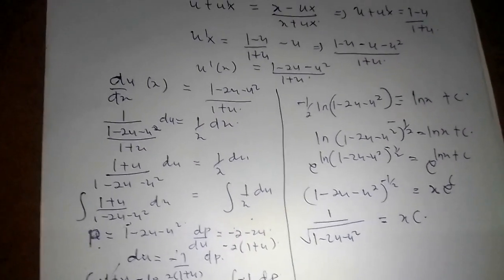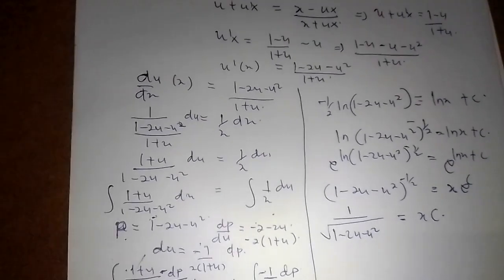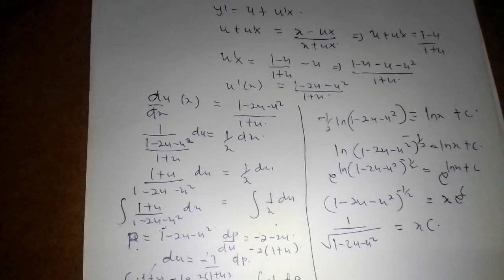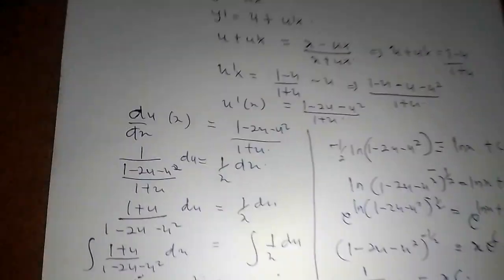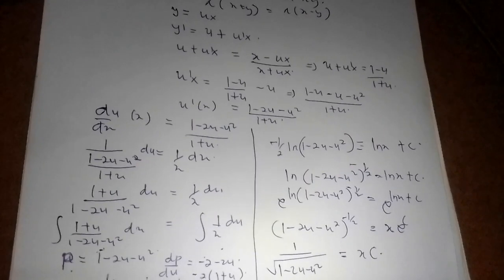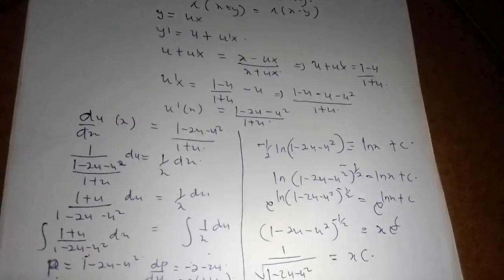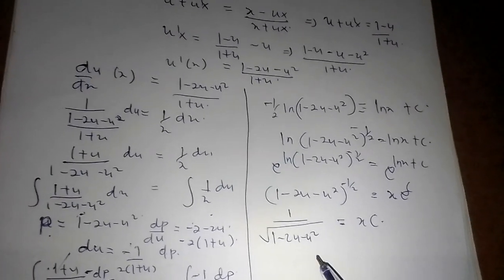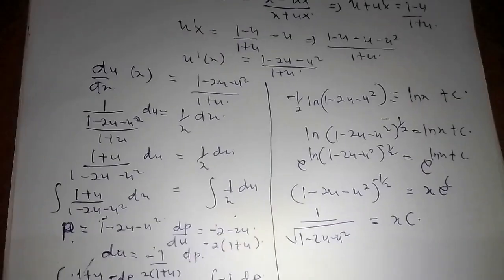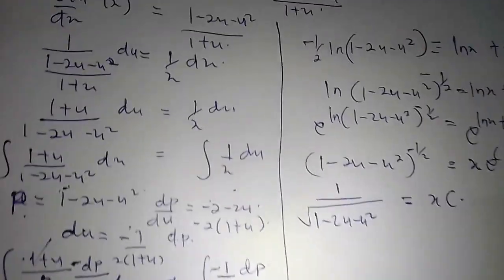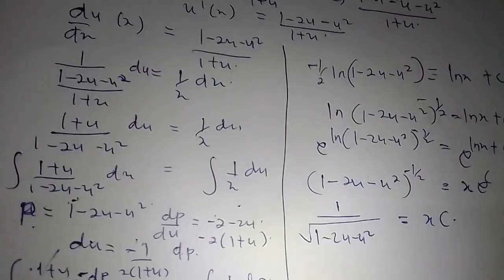So now our major aim was to make u the subject so that we complete our substitution, which is y equal to u multiplied by x. So right now we were to make u the subject. So let's see how we can make u the subject from this expression. How do we go about that?